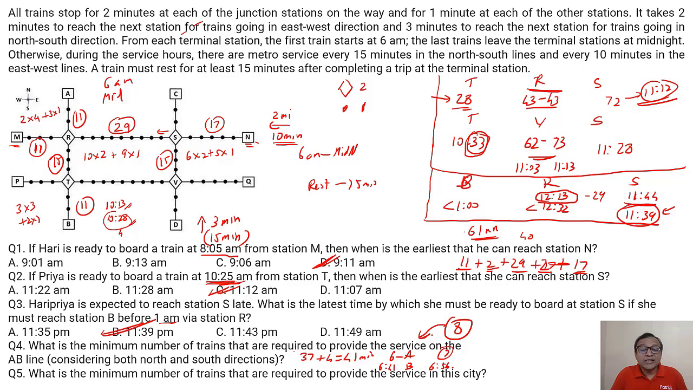Next, what is the minimum number of trains that are required to provide the service in the city? So I know AB line is 8 trains. So CD will be the same, 8 trains. Now let's look at MN line.